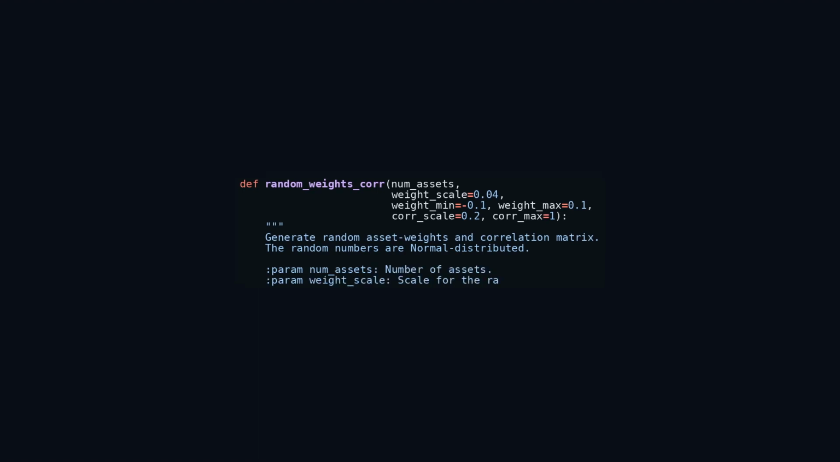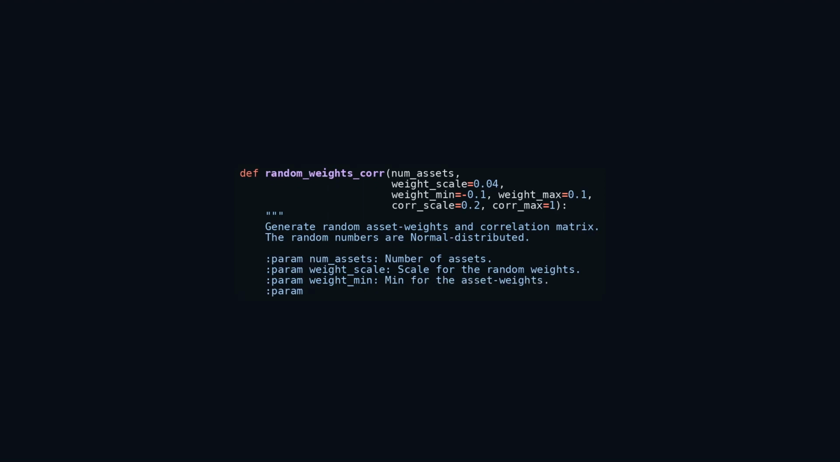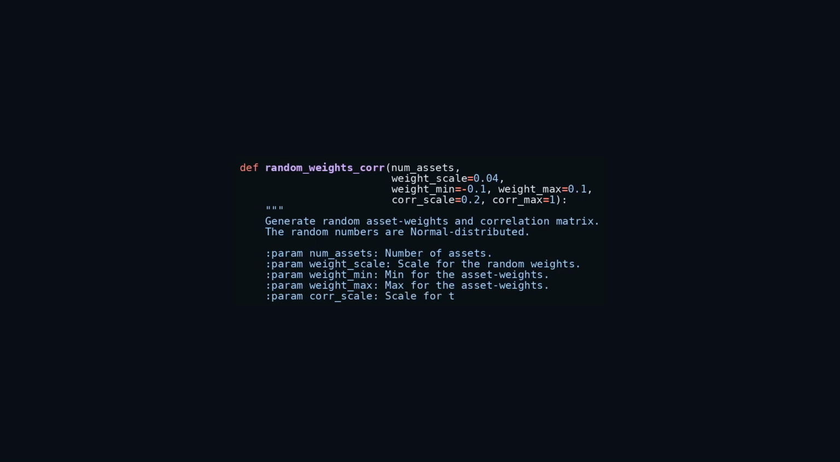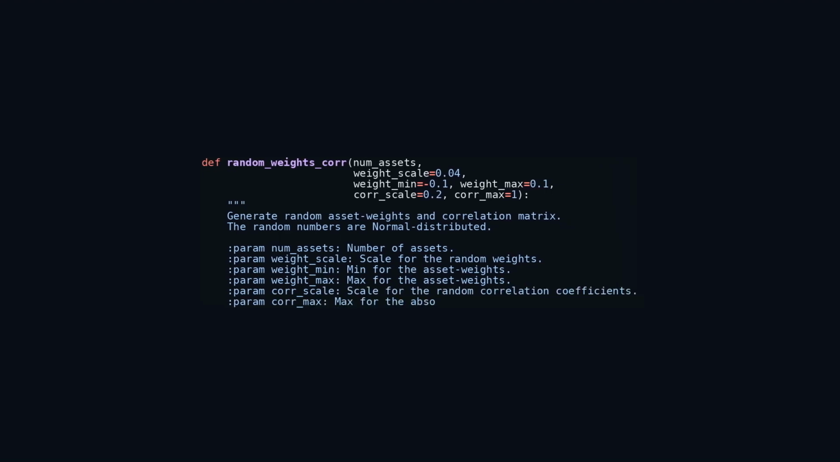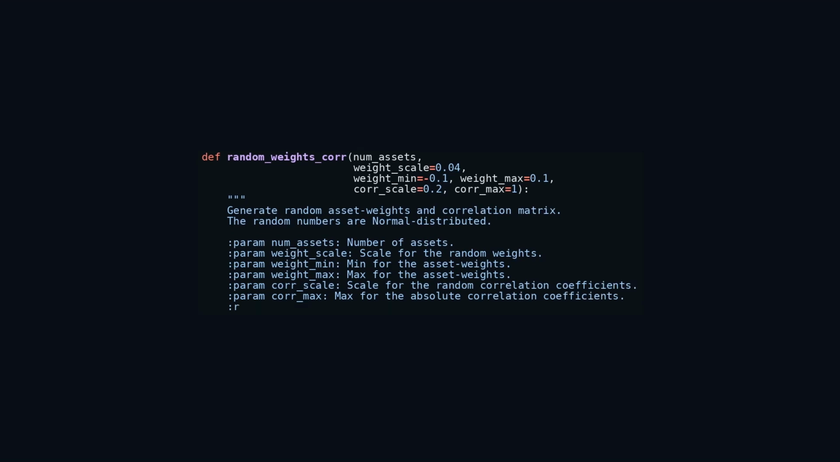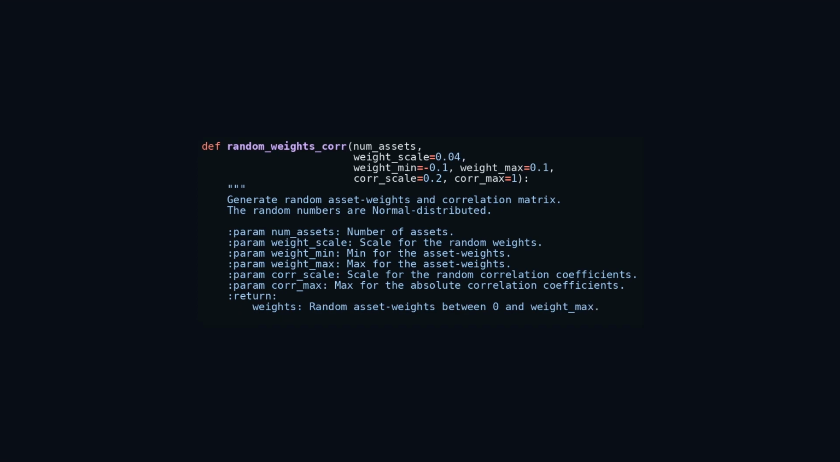The function follows several key steps. First, it generates random weights for the assets using a normal distribution. The weights are scaled based on a weight scale parameter. Then, it ensures these weights fall within specified minimum and maximum values, weight min and weight max, by clipping them accordingly. Next, it generates a random correlation matrix, also using a normal distribution.